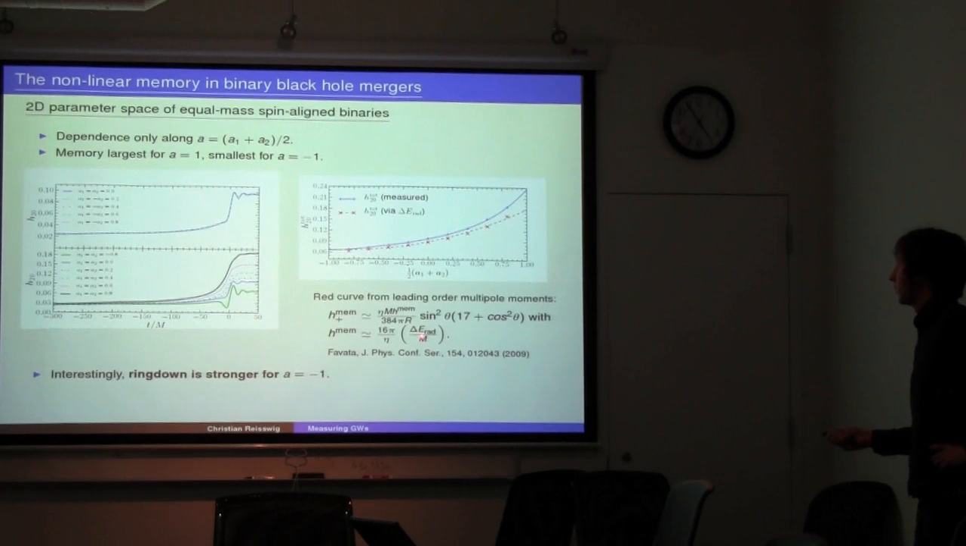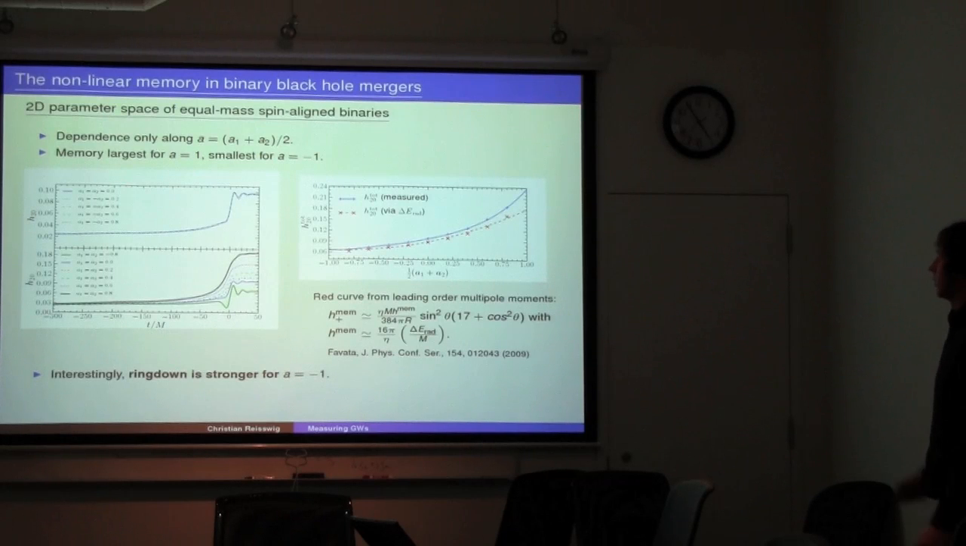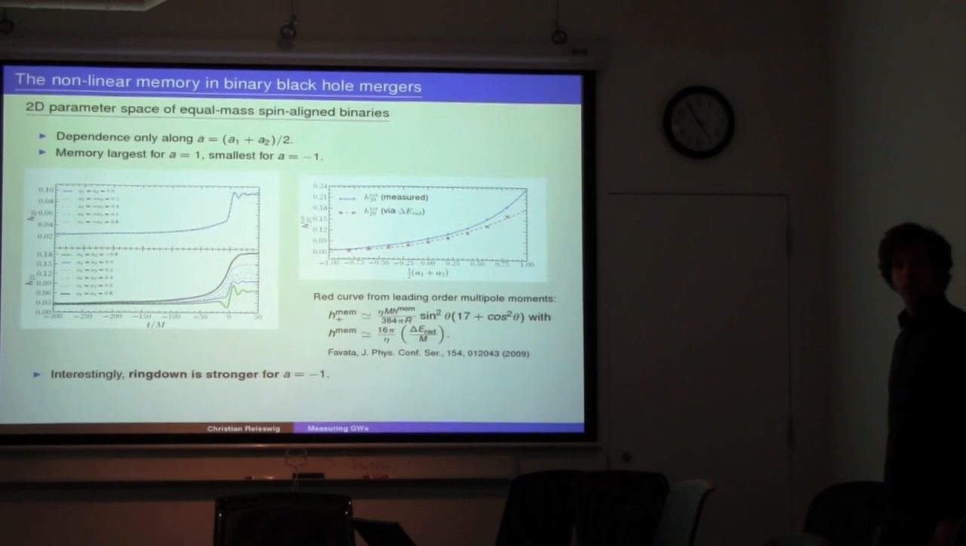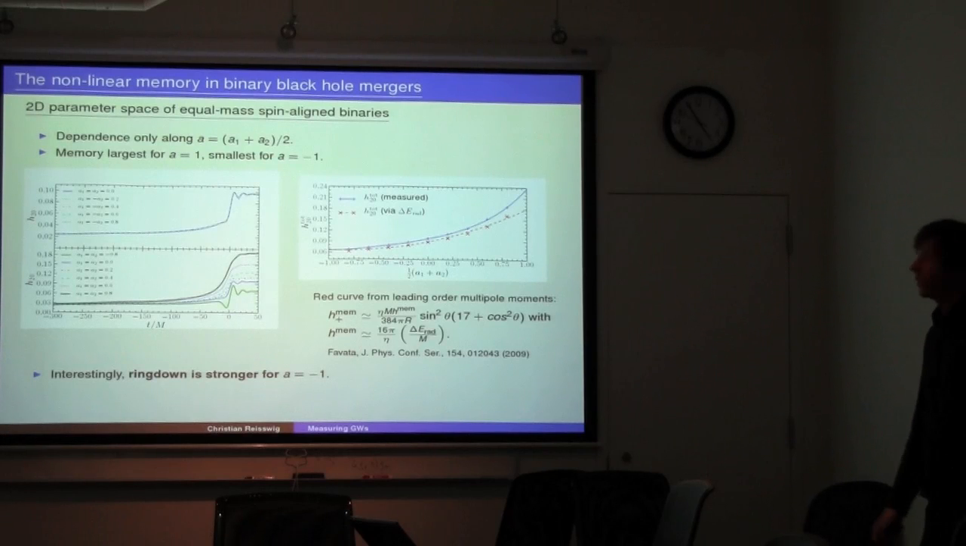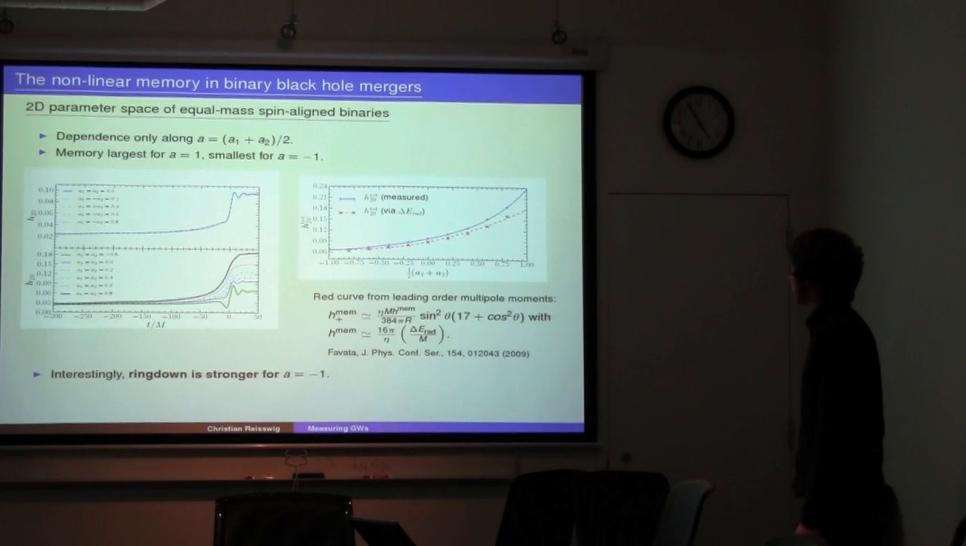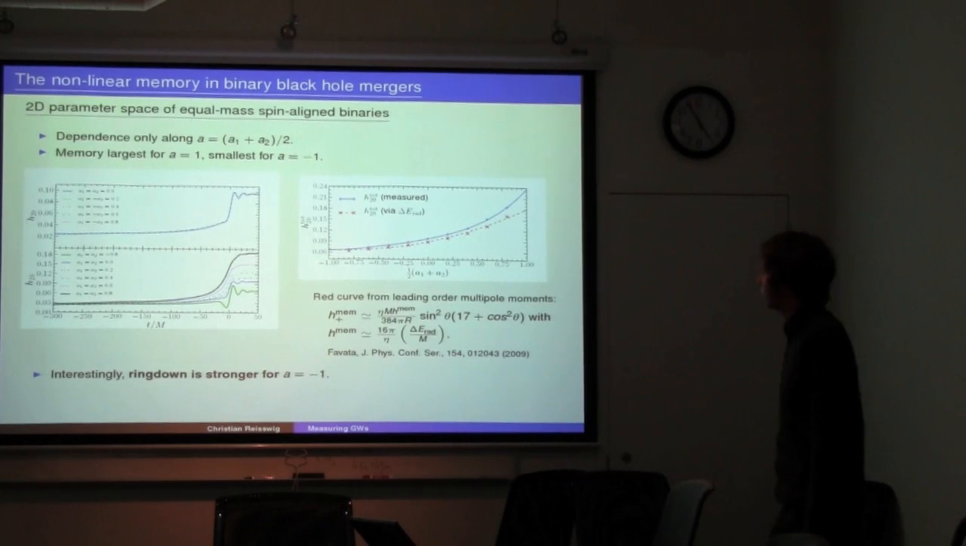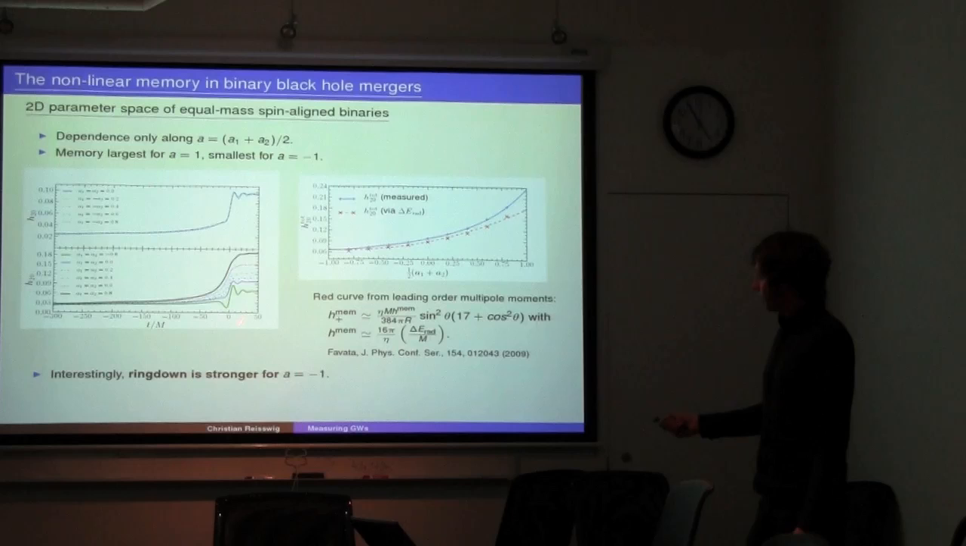But in our case, we always include the radiated energy from all modes. So the red points are derived from this expression, which relates the memory to the total radiated energy from the black holes. And it agrees fairly well. Okay, it slightly under predicts it, but seems to work fairly well.